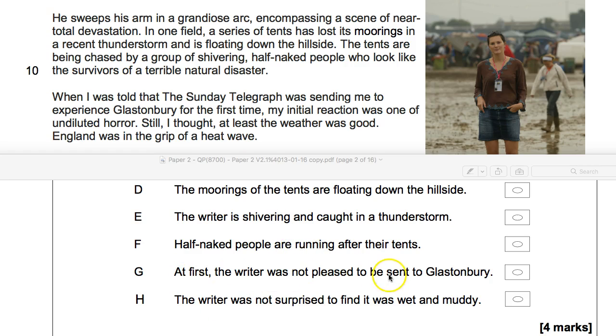At first, the writer was not pleased to be sent to Glastonbury. So my initial reaction was one of undiluted horror. Yep, that sounds like he wasn't pleased.